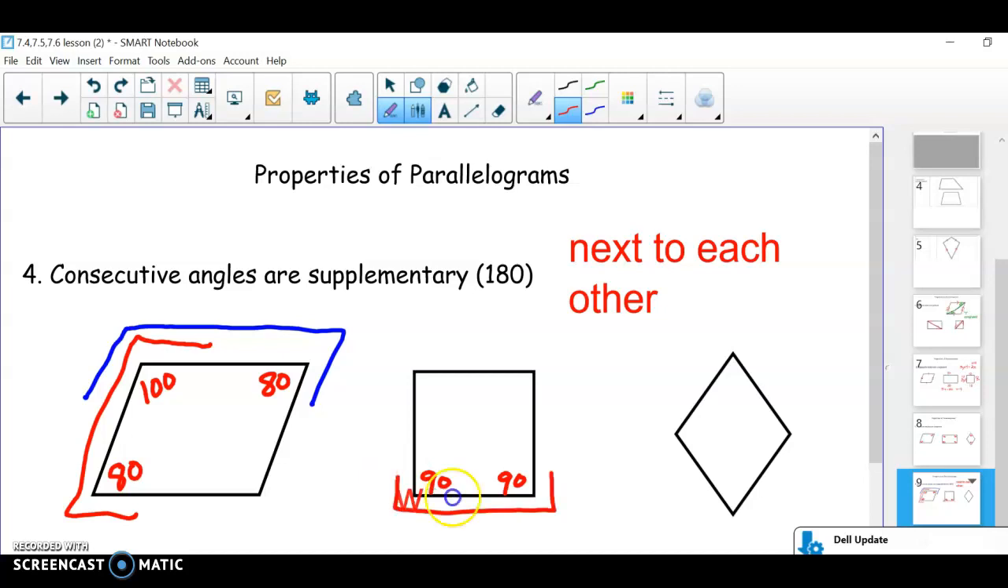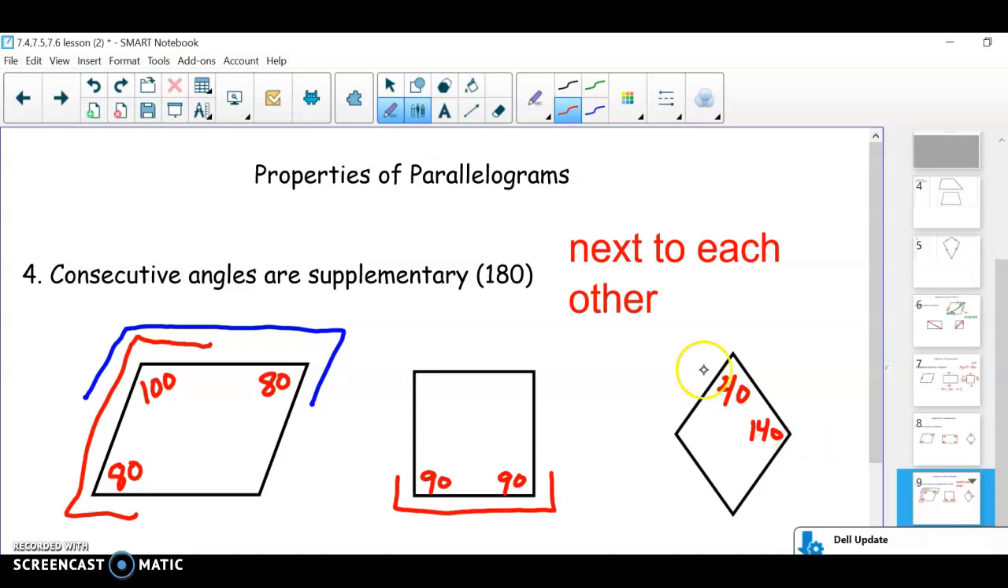So on the rhombus, what did I use? I think I used 40 on the last page. So if this is 40, then the angle next to it has to add up to 180 with that 40. So if that's 40, this one right here would be 140, right? Because they have to add up to 180.